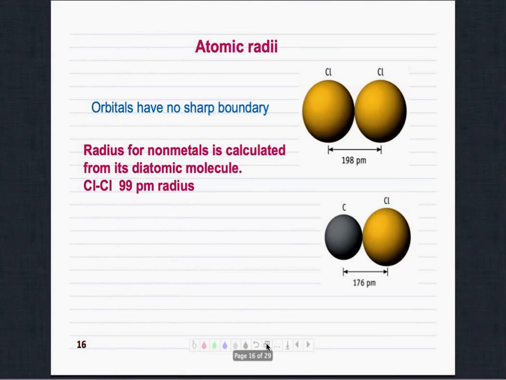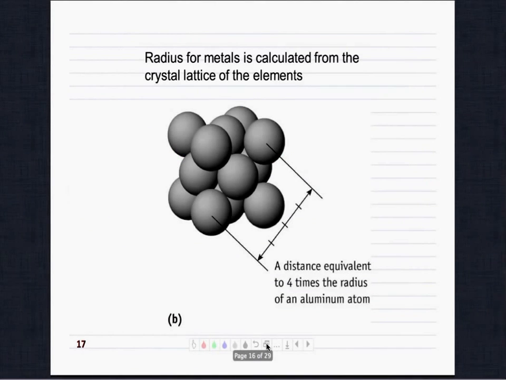So for nonmetals, we usually just take it in compounds and calculate the distance between the 2 nuclei. In metals, we take the crystal lattice and we measure it depending on the crystal lattice. Now you don't have to know how to calculate that. This is just to tell you because later on you're gonna hear about it in Chem 121 about the crystal lattices, and you're gonna hear about how to calculate the radii by other methods. This is why I'm just bringing up the issue.